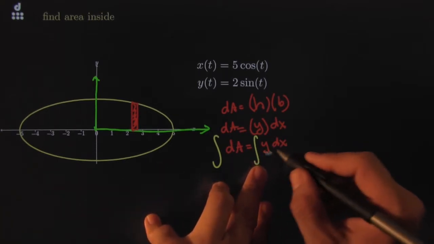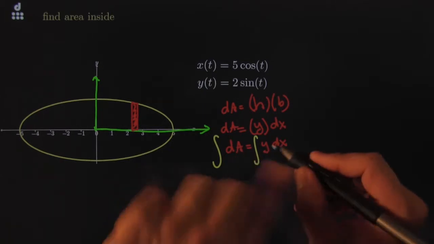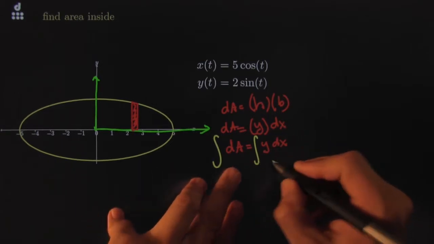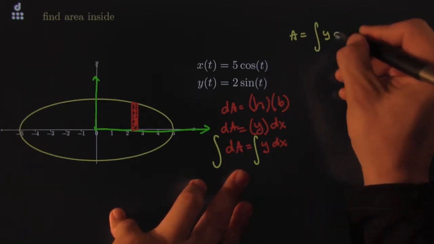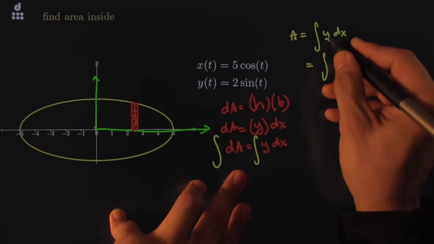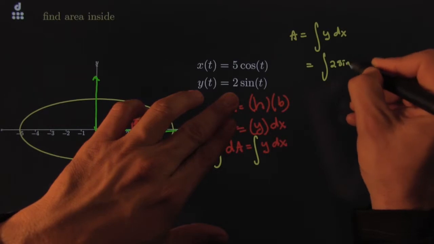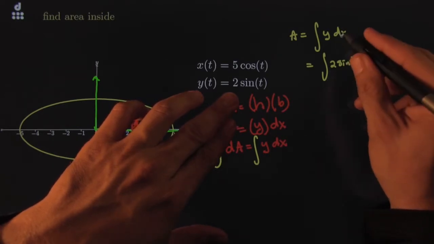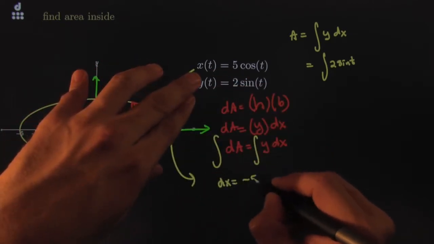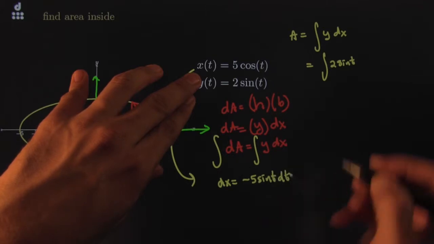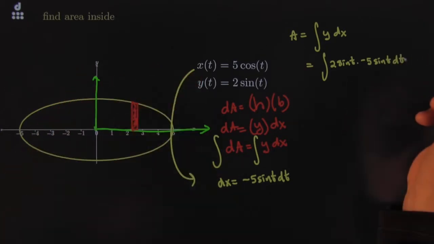All right, the trouble here is that you have x's and y's, same trouble as what we had before. So you'd want to convert it somehow. The area is equal to the integral of y dx. The y's we should exchange for t's. That would give you 2 sine t. The dx, oh, this is kind of fun. dx is equal to negative 5 sine of t dt. So that would be negative 5 sine of t dt.